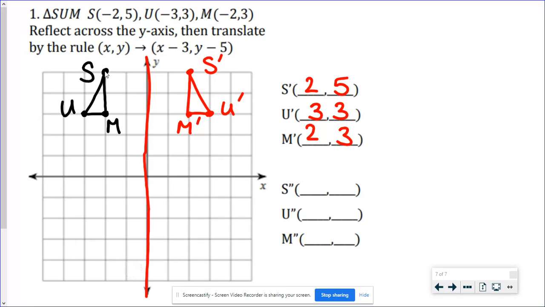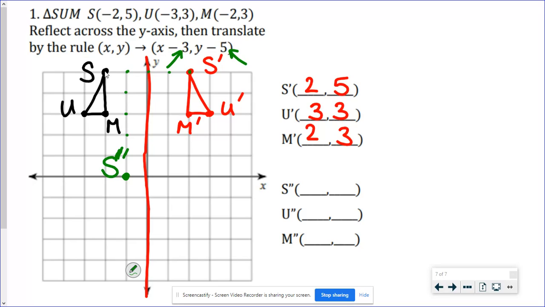Okay. Then we want to translate the x -3, y -5. This is saying I'm going to move 3 to the left, and then this says I'm going to move down 5. So I'm just going to do 1 point at a time. 3 to the left, down 5. So for point S prime, I'm going to go 1, 2, 3 to the left, 1, 2, 3, 4, 5 down. Right there is S double prime.